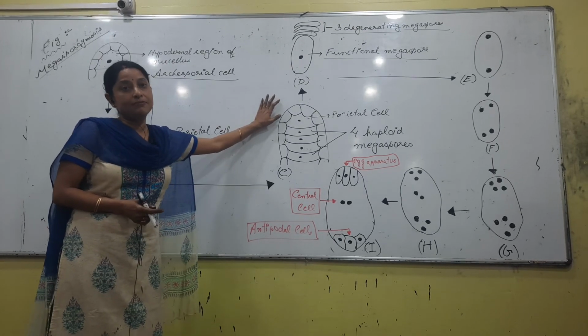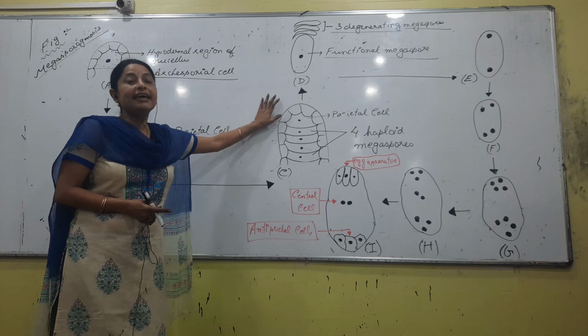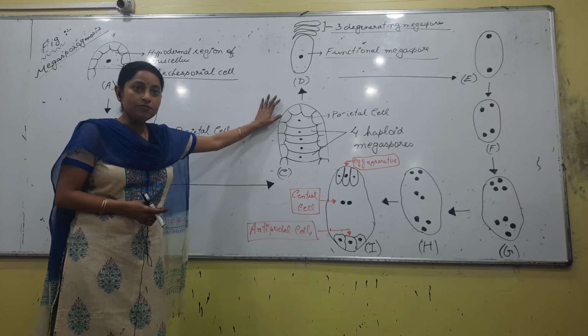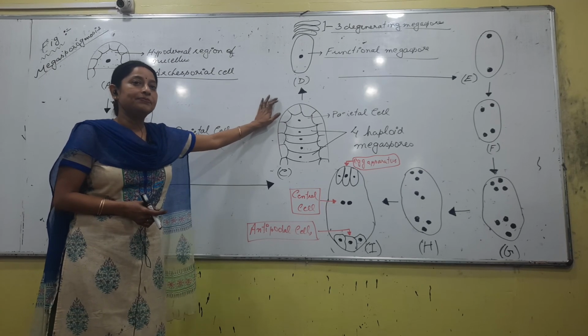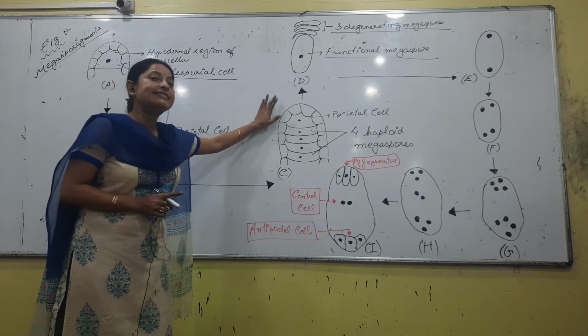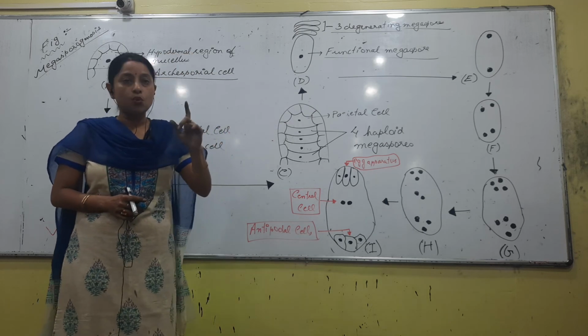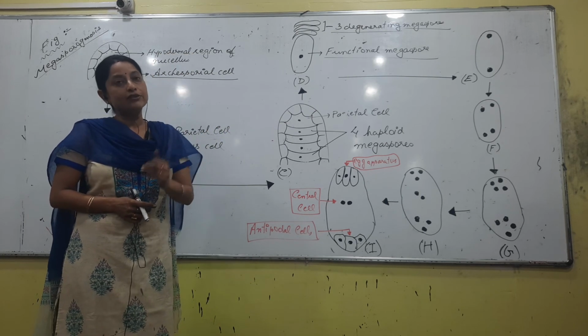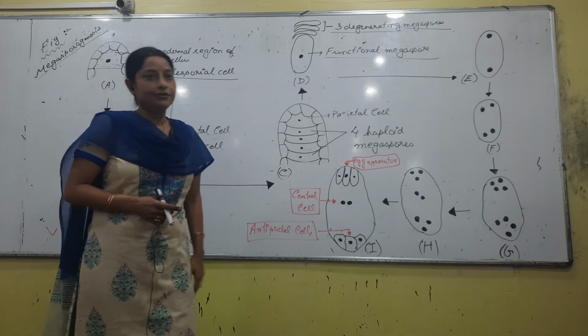In microsporogenesis, the point to be remembered is that all 4 microspores that are formed remain functional. All the 4. In megasporogenesis, 1 out of 4 remains functional, and in microsporogenesis all the 4. Right?